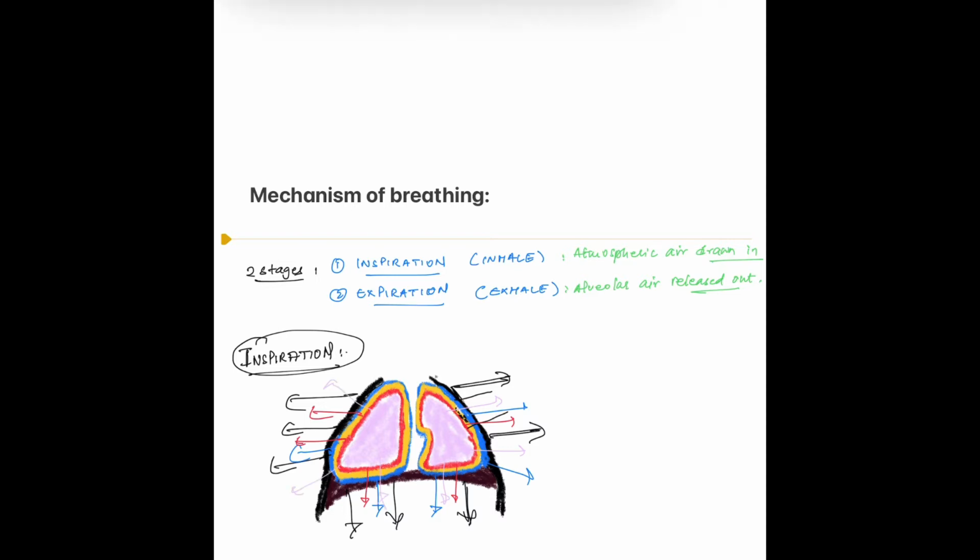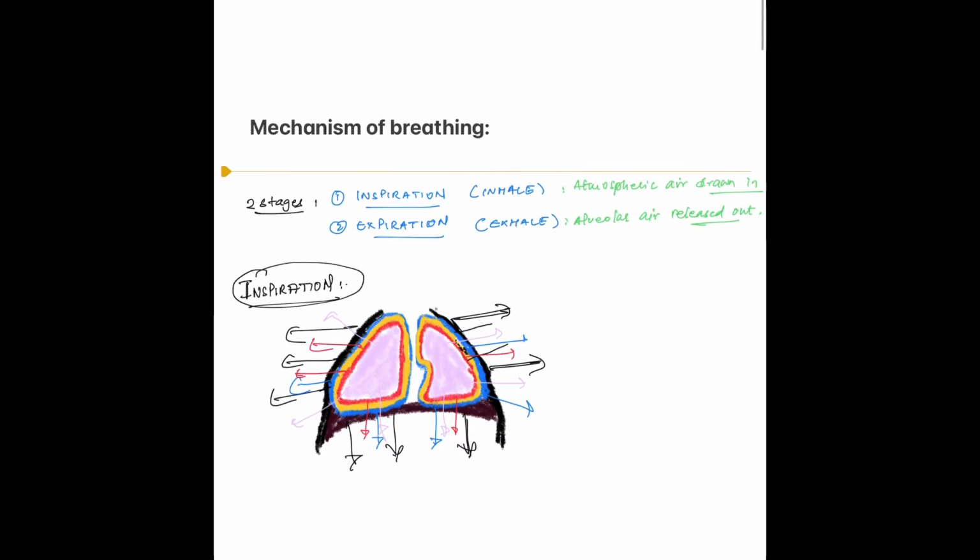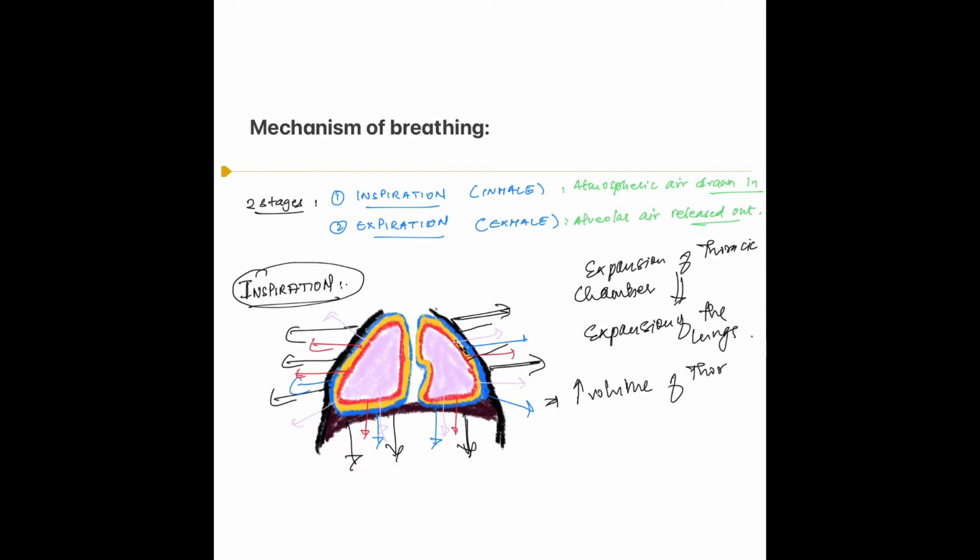Because of this arrangement, expansion of thoracic chamber results in expansion of the lungs. This implies that increase in volume of the thoracic chamber results in increase in volume of the lungs.